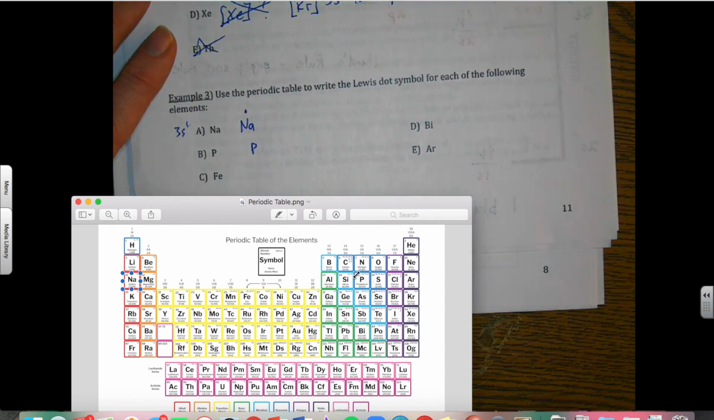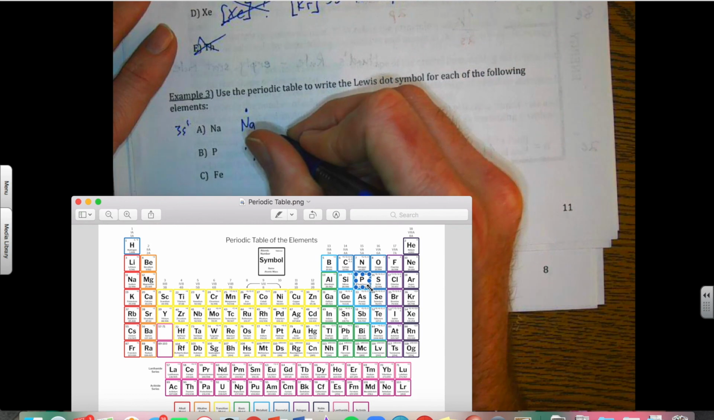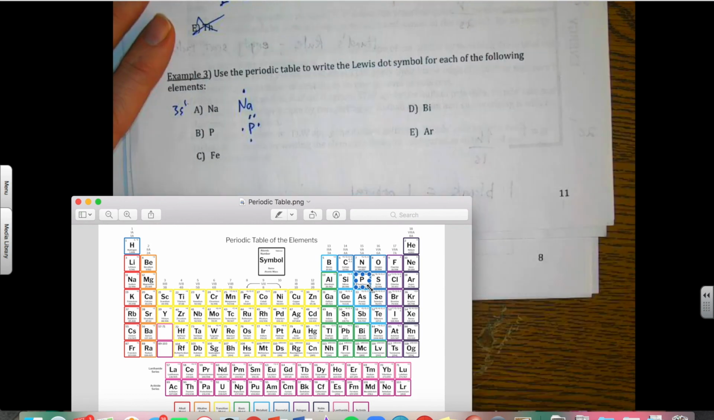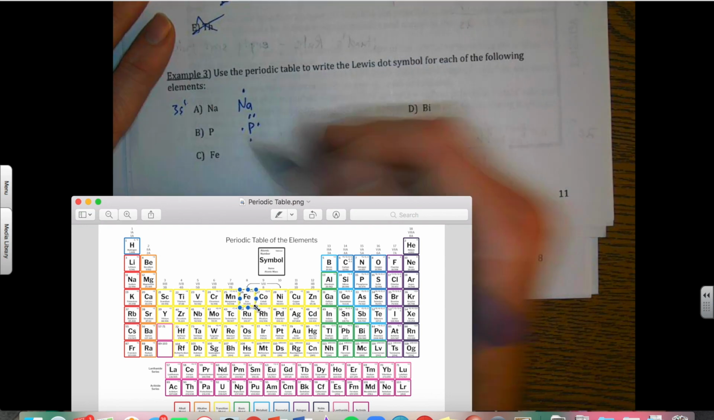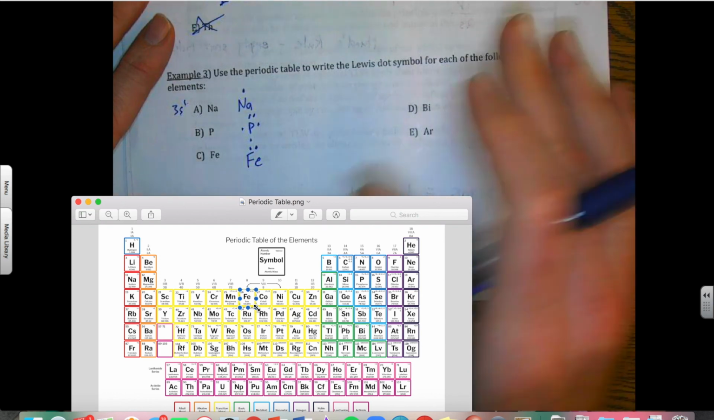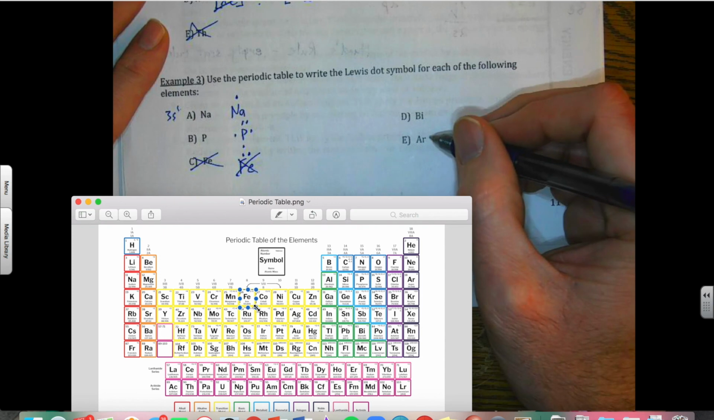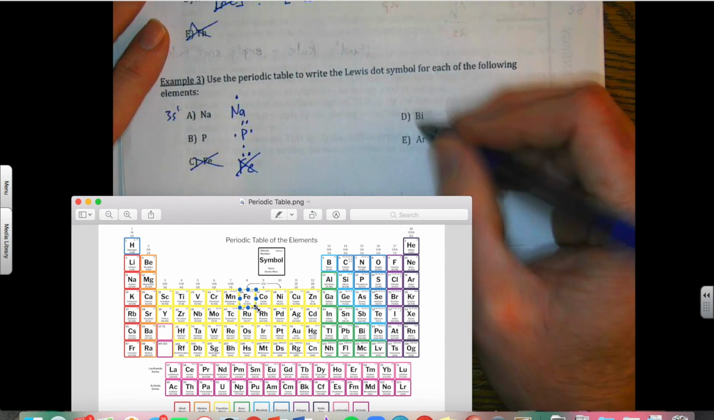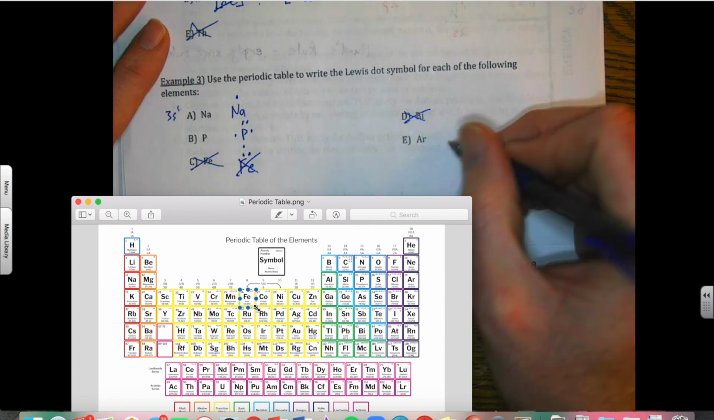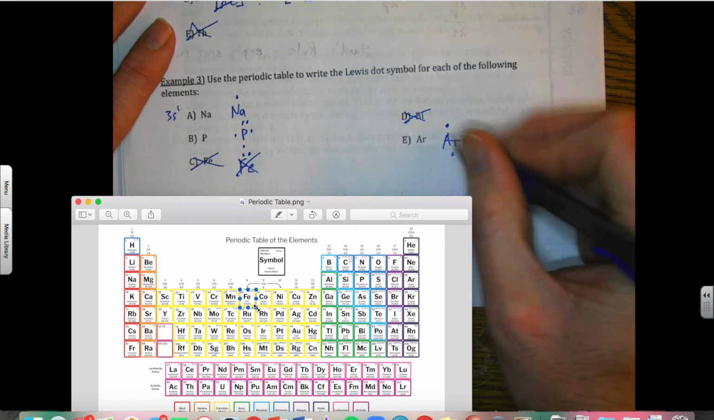Phosphorus, its valence electrons 1, 2, 3, 4, 5. It's going to have 5 valence electrons because it has 5 over. For iron, here's a thing. Iron, it actually only has 2. It's a transition metal, don't do iron. And then bismuth, don't do bismuth, but argon is a noble gas, so it looks like this.